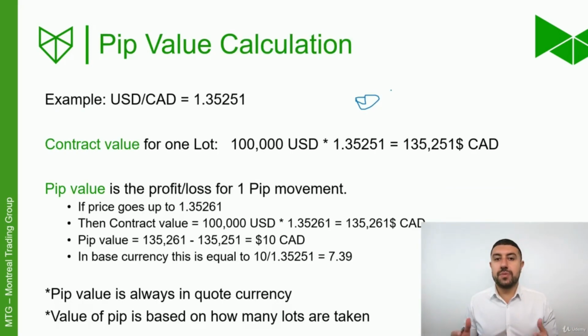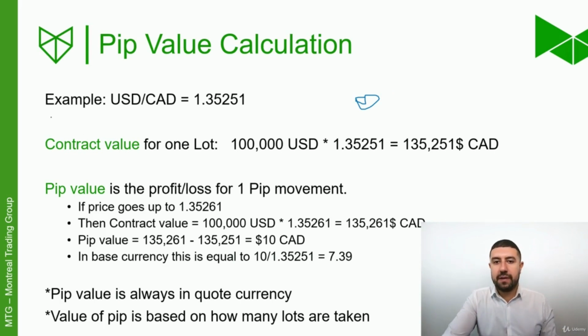So we've looked at what pips are, and we've looked at what a lot is. Now, the next thing that you need to learn is pip value. Pip value is composed of pips and lots. So that's why we had to view these two first, to be able to calculate the pip value. Pip value calculation is basically you saying, well, how much am I going to make in dollars, in money, for each pip movement that this currency makes? So every pip that it moves up or down, how much am I winning or losing?